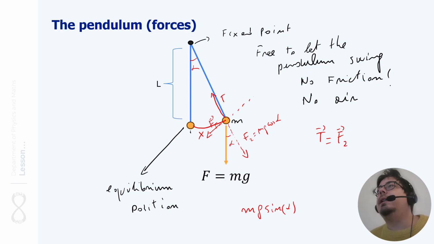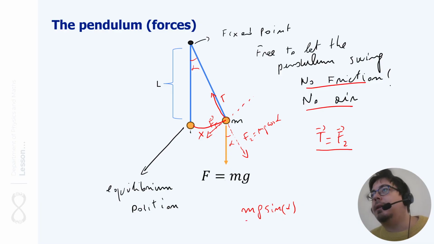So just to set the scene, there is no friction, there is no air. The tension is equal to the force of gravity times the cosine of alpha, meaning that the rope is taut, not stretching. At a fixed point, it lets the pendulum swing without any problem. So we have only one force that we need to deal with, which is mg times sine alpha.